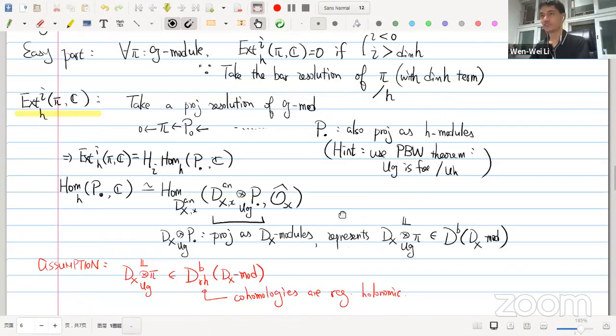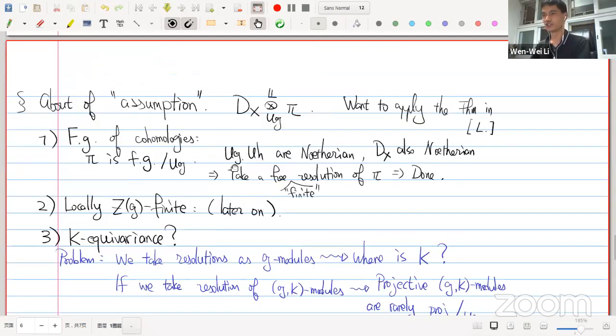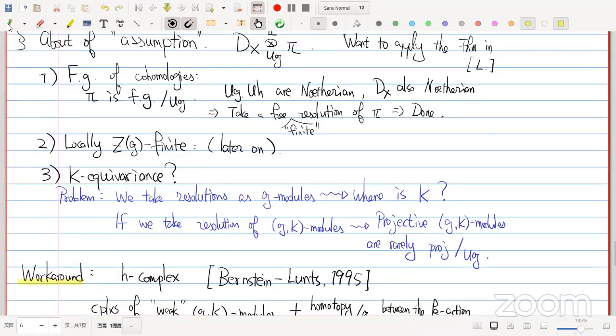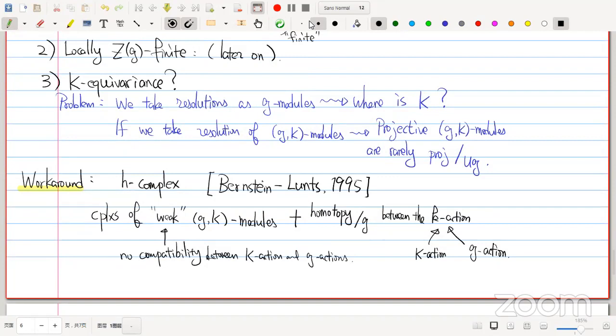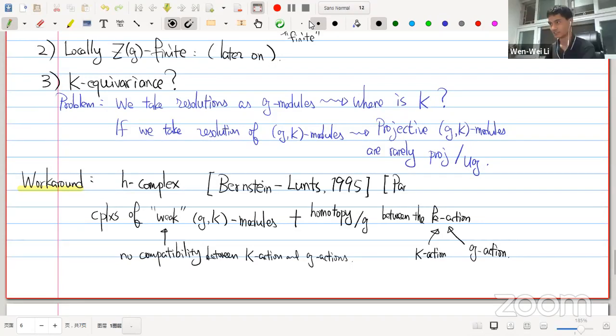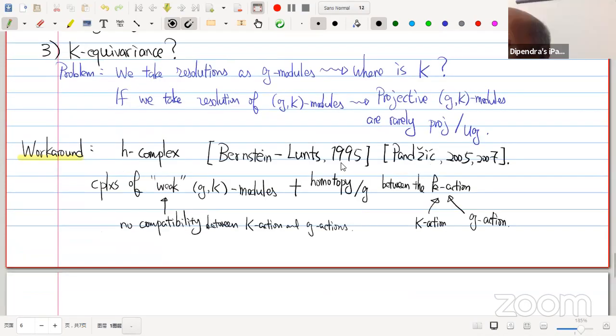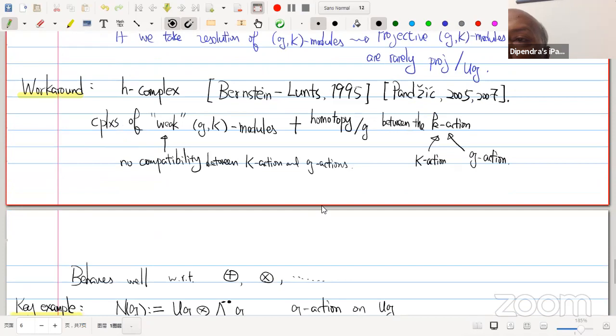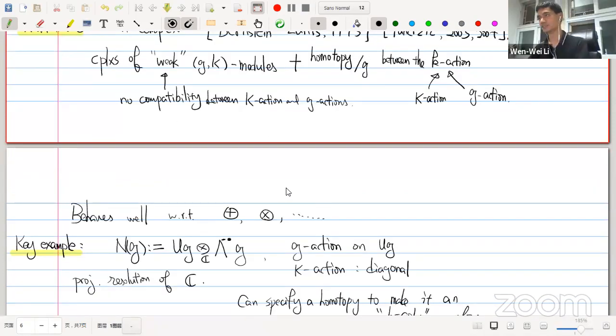Oh yeah, I mentioned something called the H complex. Let me add some other reference here. There's some paper by Pandzic, like this. In these papers, they make everything explicit. I just made a sketch of this theory, but all the formulas can be found in these papers.